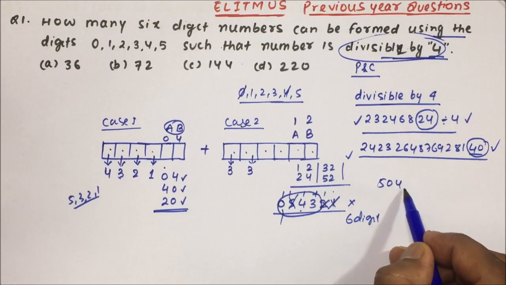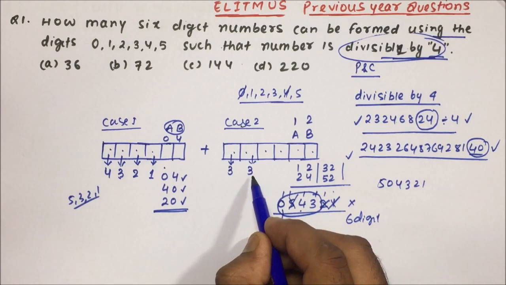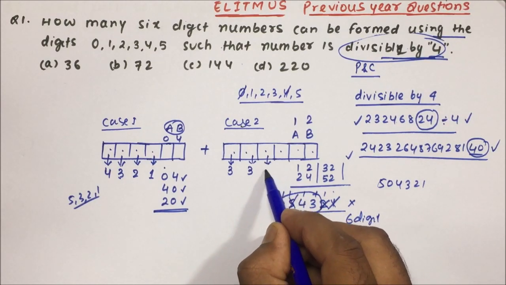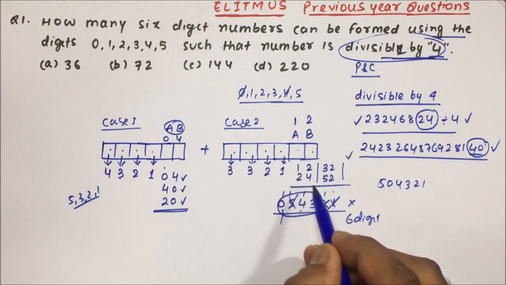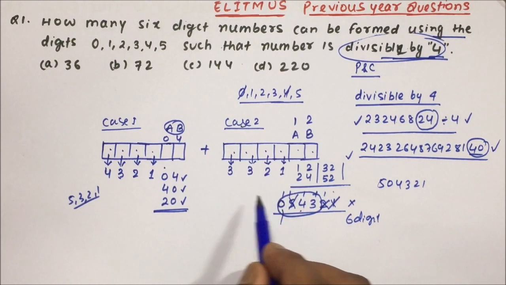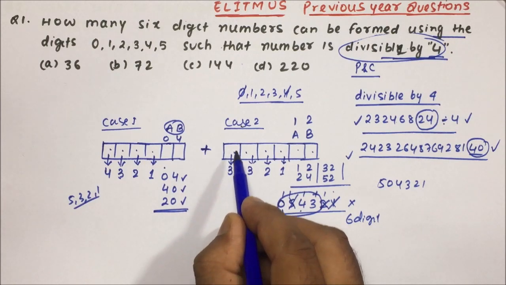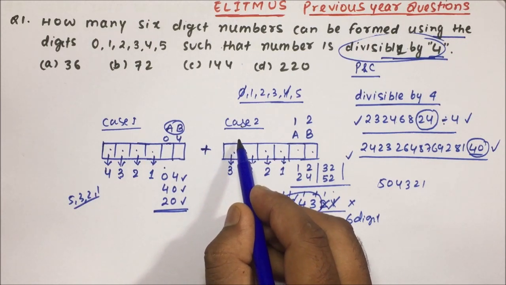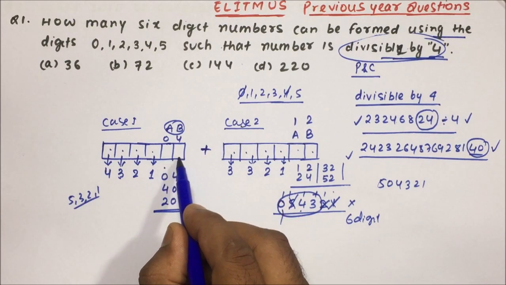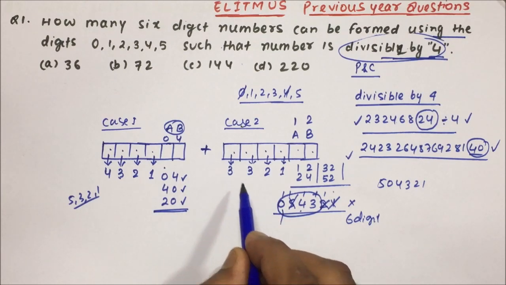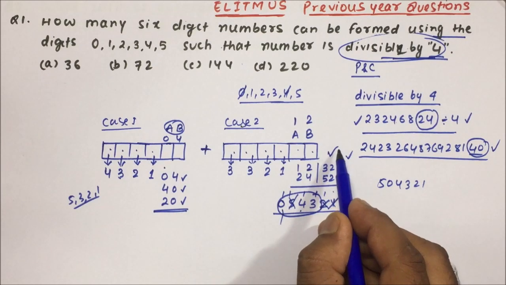I can have a number 5, 0, 4, 3, 2, 1. I can have a number. So here I can put 0. Now I'll have 2 choices, and then I will have 1 choice. So friends, you might have understood why I have taken two cases, because in one case I cannot consider 0 at the first place. So in the first case I have fixed 0 here, and in the second case I cannot place 0 here. So that is the reason I have taken two cases.